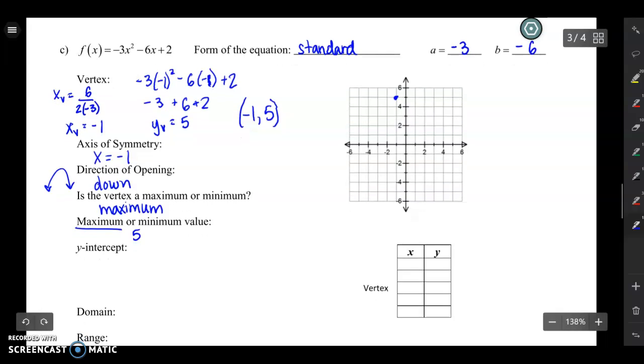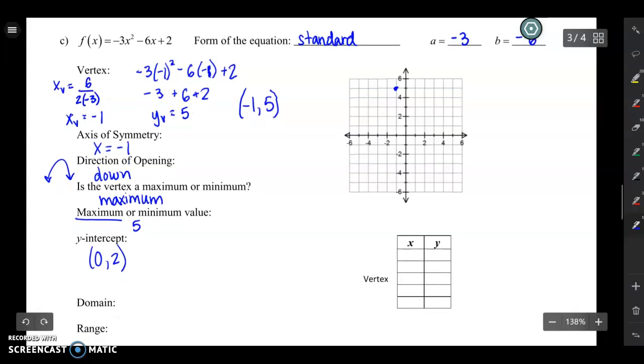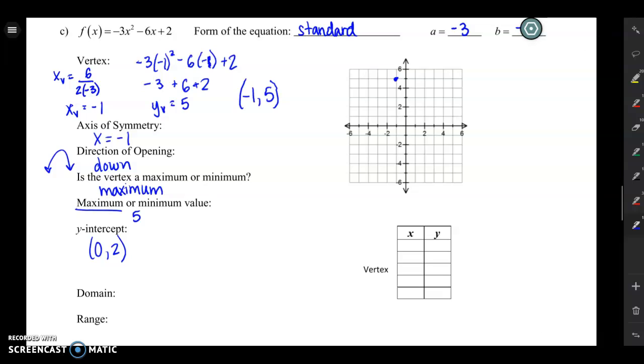And the maximum value is the y coordinate of the vertex, so 5. Okay. And then for my y-intercept, I just plug in 0 for x. When I plug in 0 for x here, I'm just going to get 0, 2. And then let's look at our domain and range after we finish graphing. You might be able to fill it in right now, but let's just take a look after we finish graphing. So I have this value of my vertex, -1, 5. Let's kind of fill in the table as we go.